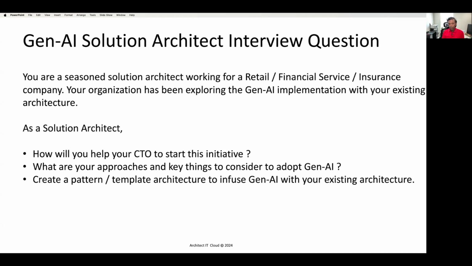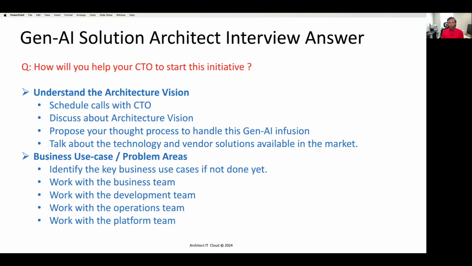So this was the question that we asked last week, and some of you answered it, but let's go through the details of how we are going to answer this question, okay? So first one, how will you help your CTO to start this initiative?